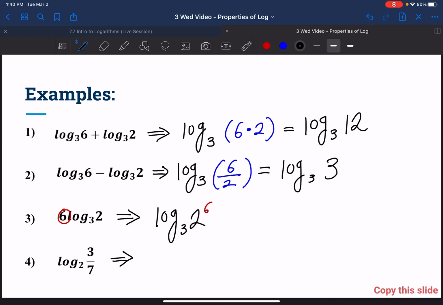Let's do number 4. Number 4, log base 2 of 3 over 7. So now I have 3 over 7, which is a fraction. What is this? This is number 2, the quotient property, right? So it is log base 2 of 3 first, and then for the quotient you have subtraction, and then we have another log base 2 of 7. So log of 3 over 7 becomes log 3 minus log 7. That's it. That's how you rewrite all those expressions.